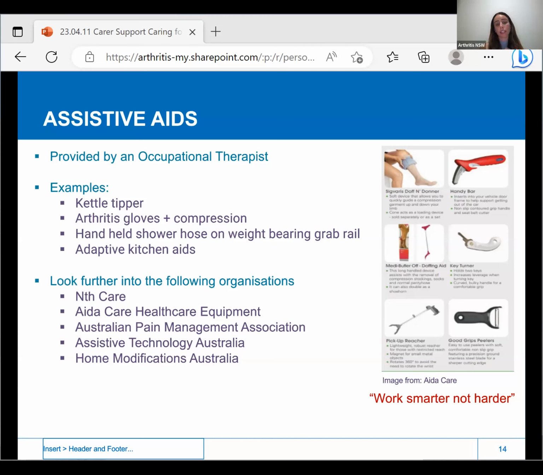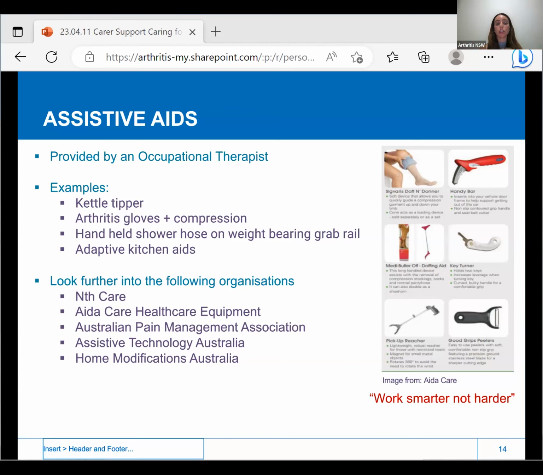You might be heavily involved in this process, then you might be required to help them select the tools. You might have a role in learning how to use the tools, adjust them. You might have a role in maintaining the assistive aids, like keeping them clean, making necessary adjustments.